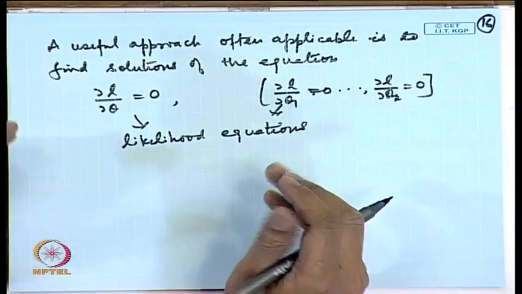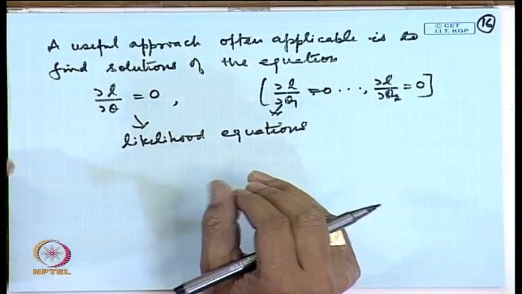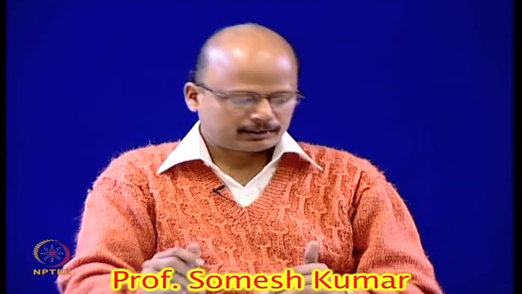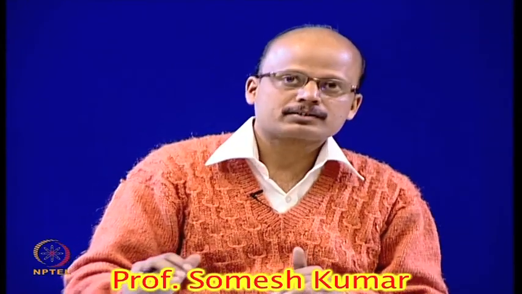Again the question arises whether we can always solve it explicitly, or sometimes implicit solutions will be there, or sometimes solutions will not exist. So, these and the other properties of the maximum likelihood estimators we will take up in the forthcoming class. So, today's class I end at this point.